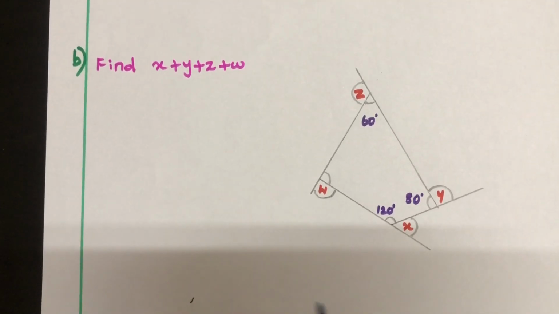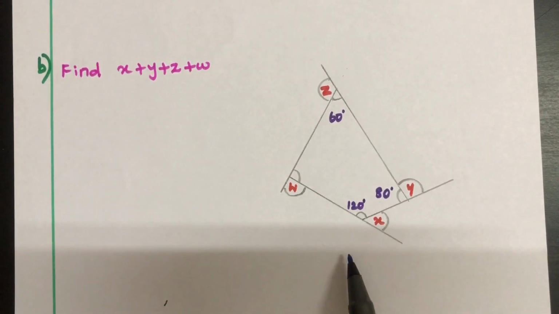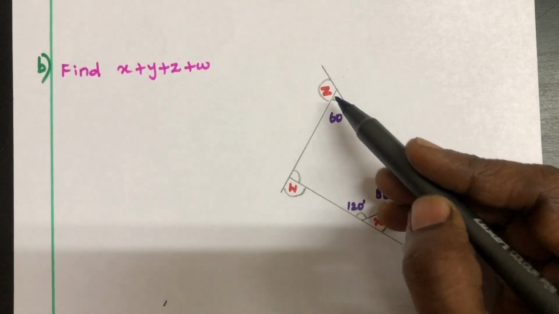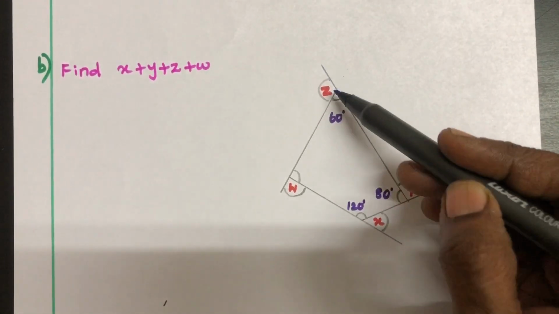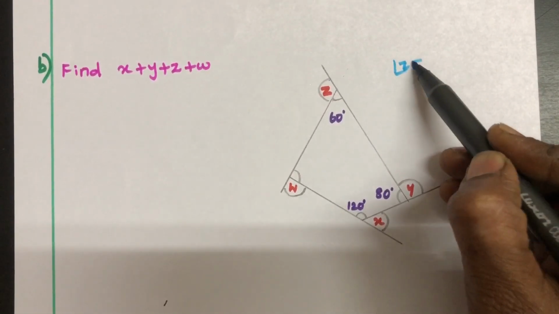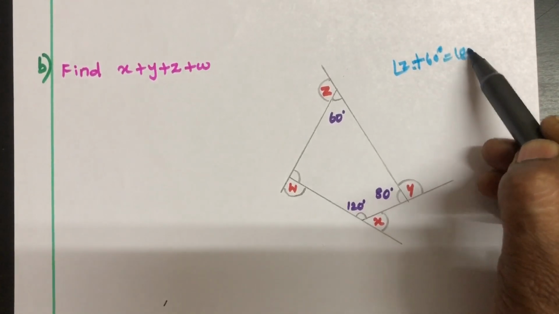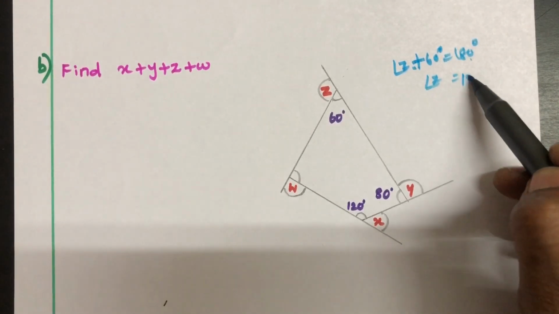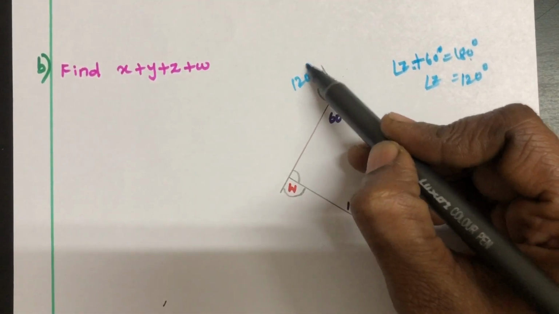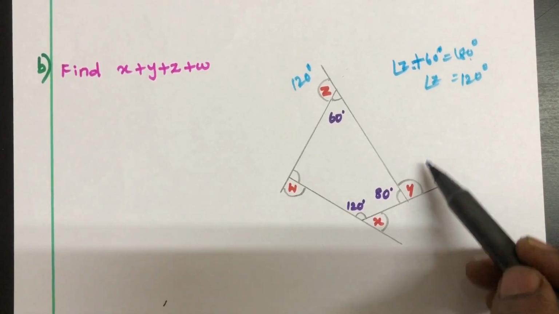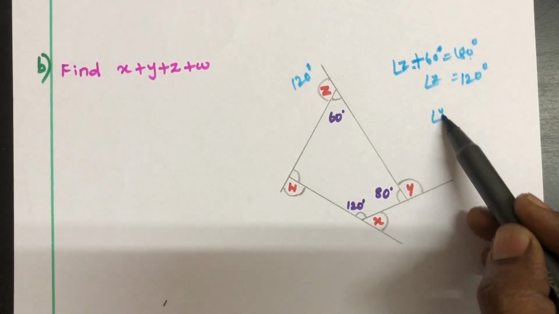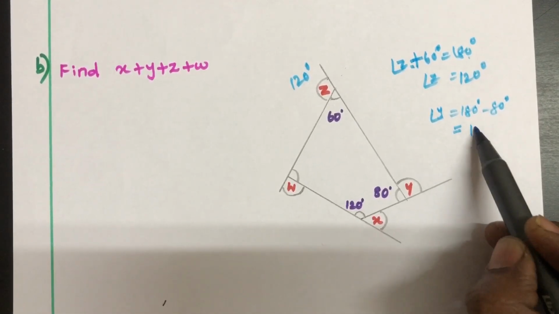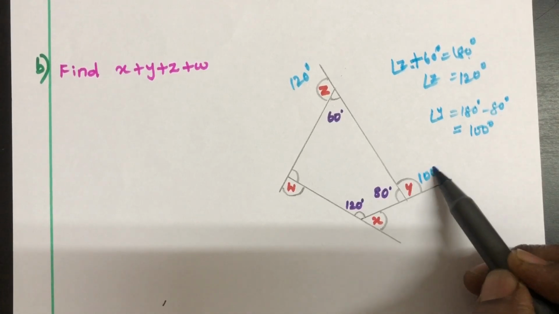Next, here also we are going to calculate the sum of the exterior angles. First, for that we need to find the values of x, y, z and w. So let's do this. For z, how to do z? Linear pair, right? So angle z plus 60 degrees equals 180 degrees. So angle z equals 180 degrees minus 60 degrees, which is 120 degrees. So this is 120 degrees. Now y. Angle y equals 180 degrees minus 80 degrees, which is equal to 100 degrees. So this is 100.